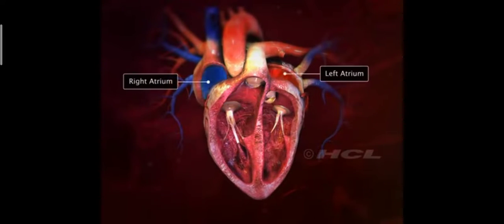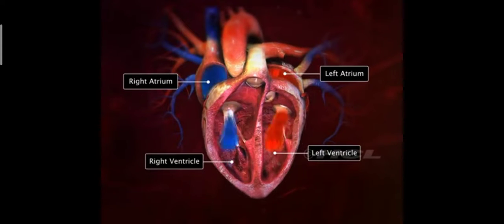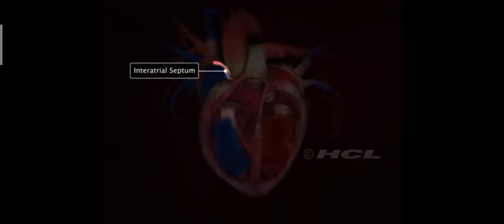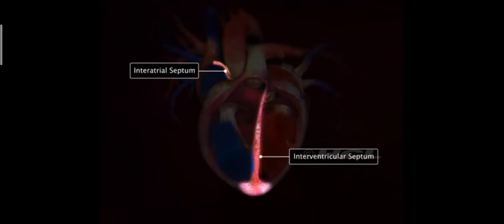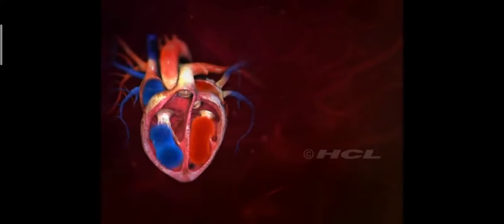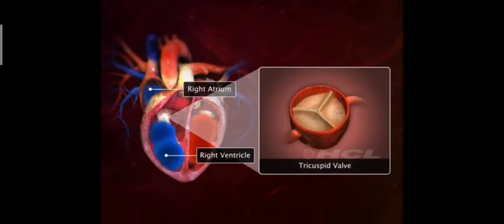The two upper chambers are the atria, and the two lower chambers are the ventricles. The interatrial septum separates the two atria, and the interventricular septum is the partition between the two ventricles. The right atrium and right ventricle are connected through a tricuspid valve.